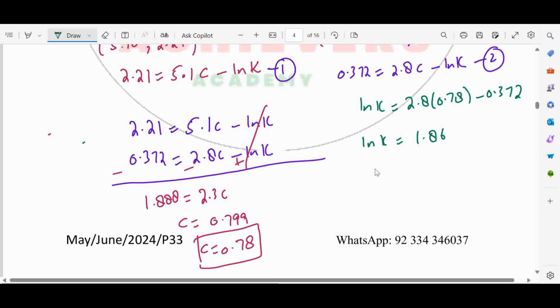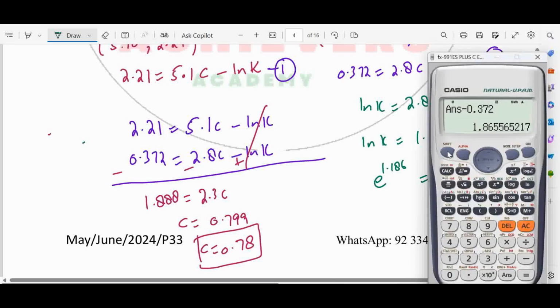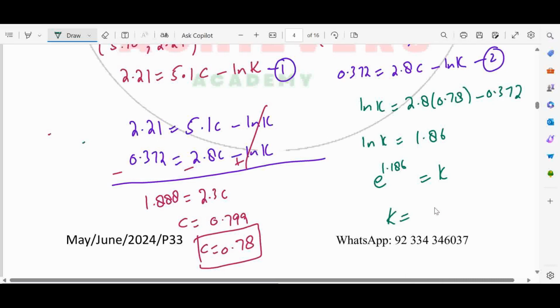Now if we change it into exponential form, this will basically be e to the power 1.866 is equal to k. So we can write it as e to the power of the answer. This will be equal to 6.459, which means 6.5. So k will be equal to 6.5. This will be the final answer. This will be the value of c. This will be the value of k. Let's move to the next one.